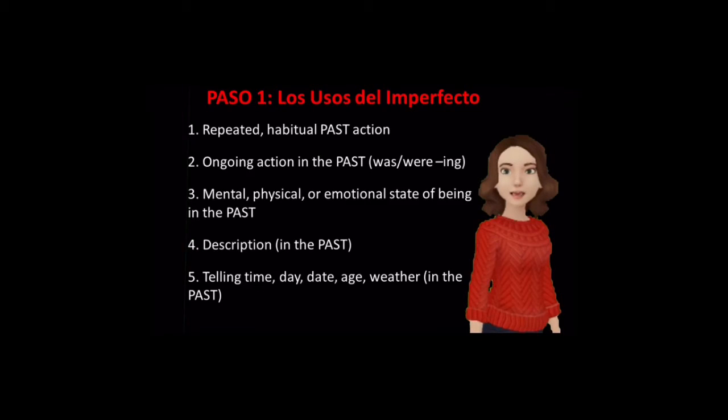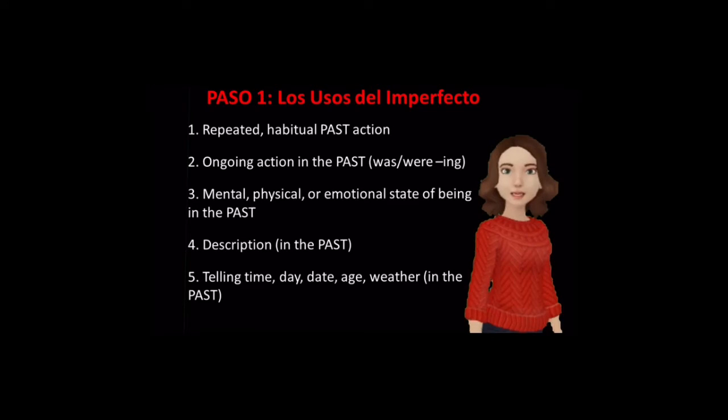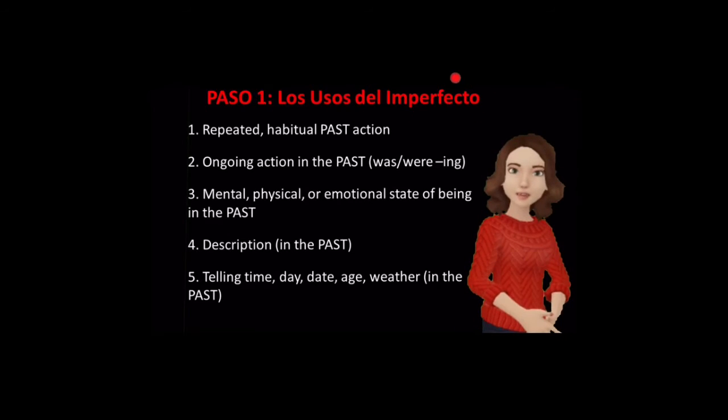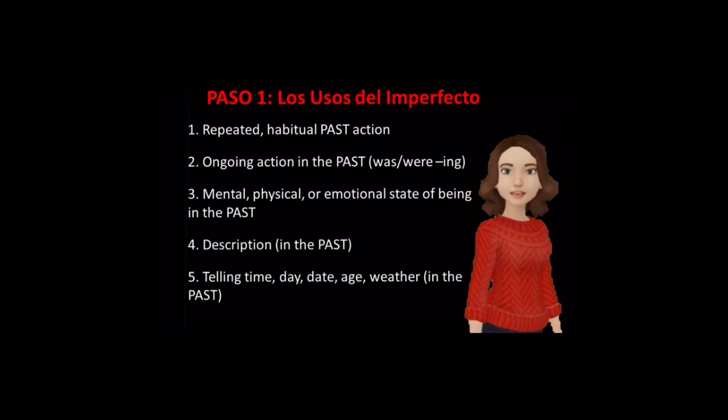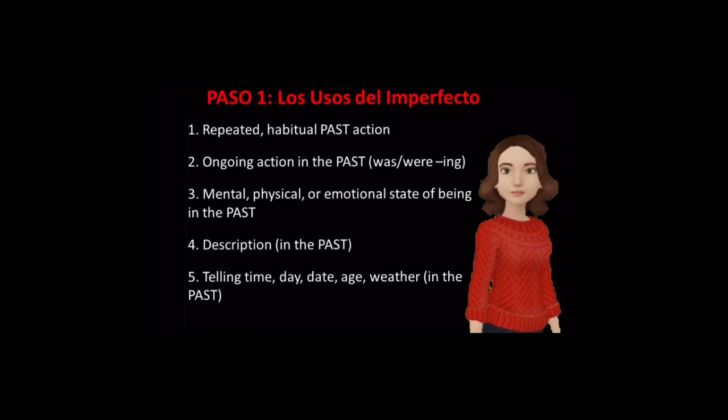You will learn how to use the imperfect tense in Spanish in the same way you learned the preterite tense. In step number 1, we will look at when the imperfect tense is used and what some of the trigger words will be. Then in step number 2, we will look at how the imperfect tense is formed for AR, ER, and IR verbs. And finally, in step number 3, we will look at the irregular imperfect tense verbs which you must memorize.